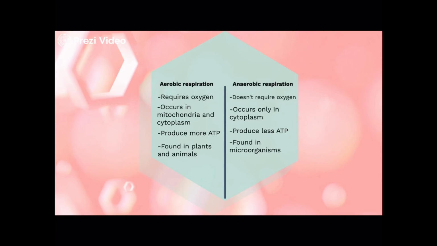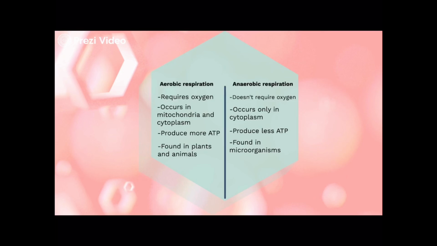For the differences between cellular respiration and fermentation, aerobic respiration requires oxygen. On the other hand, anaerobic respiration does not require oxygen. The reason why aerobic respiration requires oxygen is that in the electron transport chain step, if oxygen does not exist, the proton cannot be pumped to the intermembrane space and the concentration gradient cannot be created. The result is we cannot produce ATP.